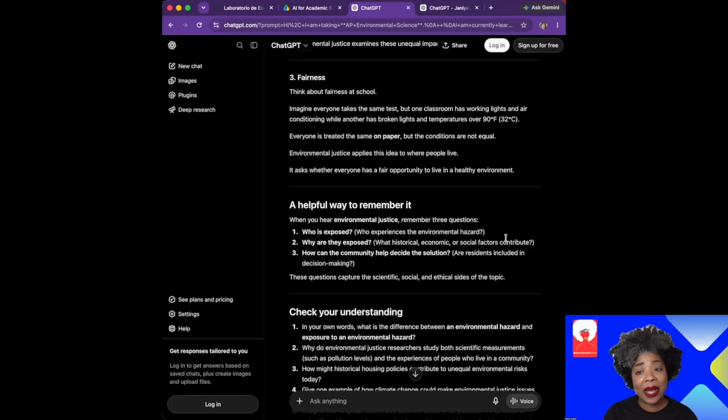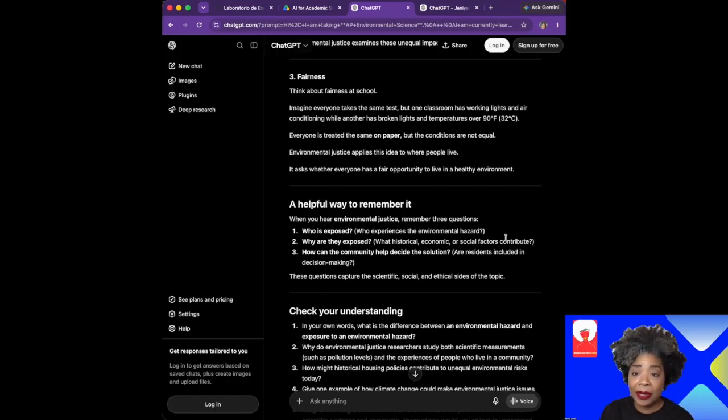Fairness. Think about fairness at school. Imagine everyone's taking the same test, but one classroom has working lights and air conditioning, while another has broken lights and temperatures over 90 degrees Fahrenheit or 32 degrees Celsius. Everyone is treated the same on paper, but the conditions are not equal. Environmental justice applies this idea to where people live. It asks whether everyone has a fair opportunity to live in a healthy environment.